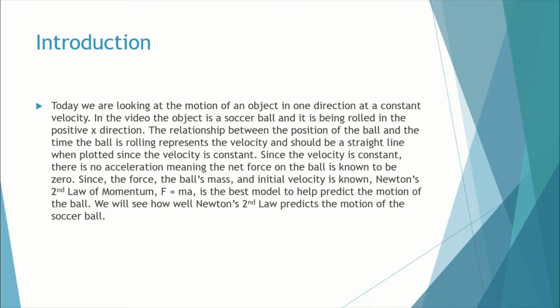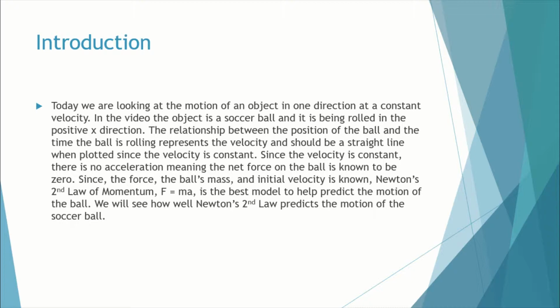In the video, the object is a rolling soccer ball. The relationship between the position of the ball and the time the ball is rolling represents the ball's velocity, and should be a straight line when plotted, since the velocity is constant. Since the velocity is constant, there is no acceleration, meaning the net force on the ball is known to be zero. Since the force, the ball's mass, and the initial velocity are known, a manipulation of Newton's second law of momentum, force equals mass times acceleration, is the best model to help predict the motion of the soccer ball.